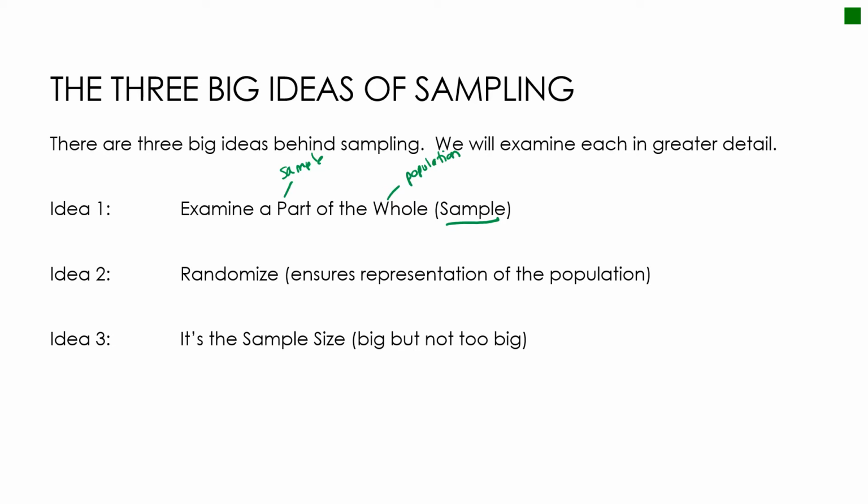Idea 2 is to make sure we randomize because it ensures representation of the population, and we'll talk about that in great detail. Idea 3 is the sample size. We want it to be big but not too big. Sorry for no comma there. Big, but not too big.